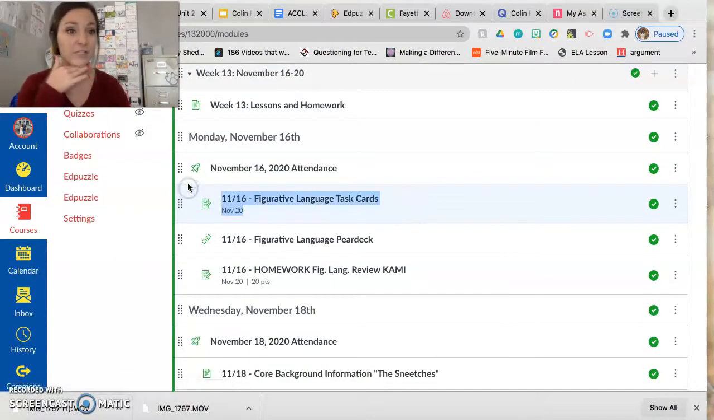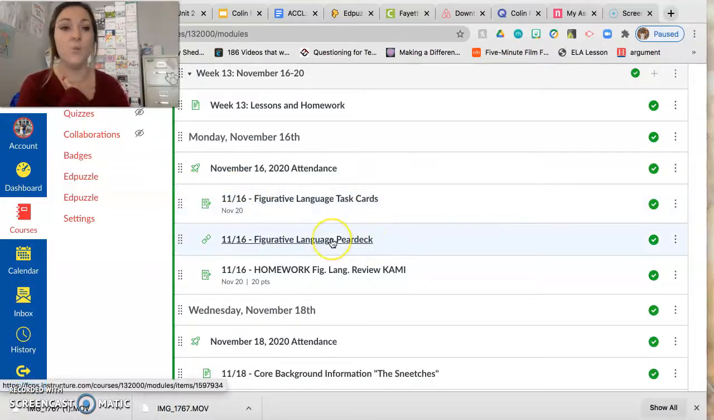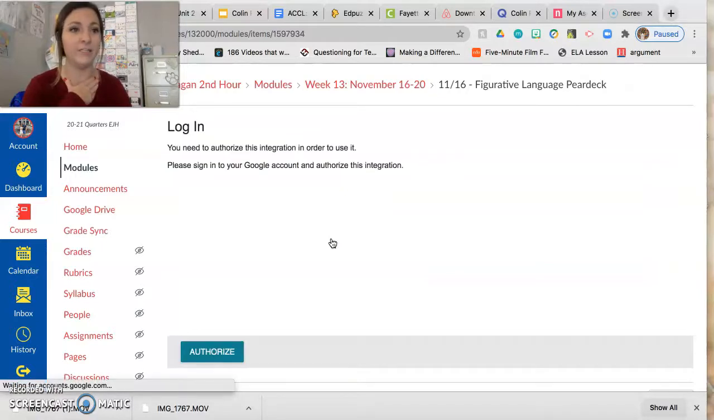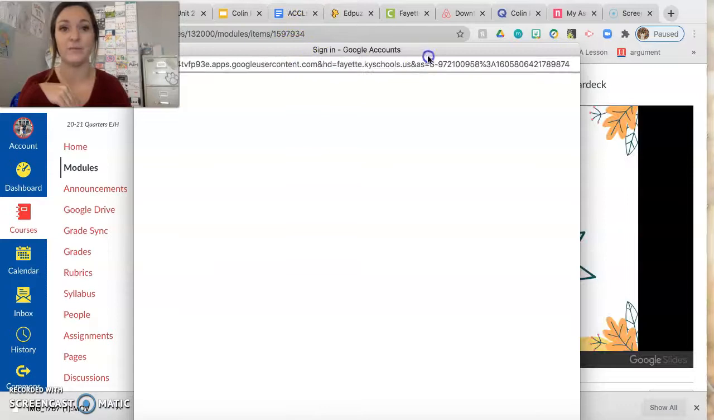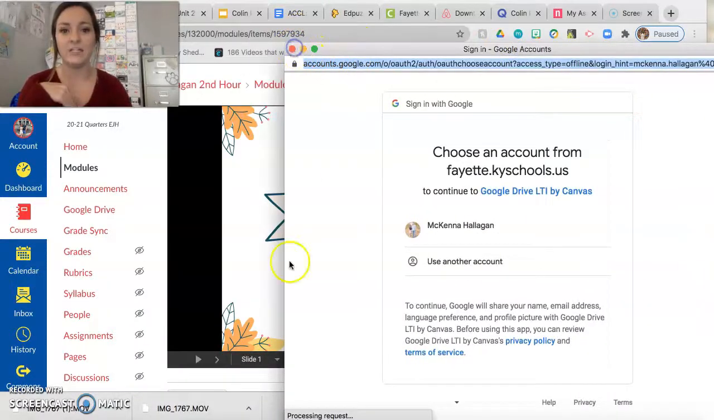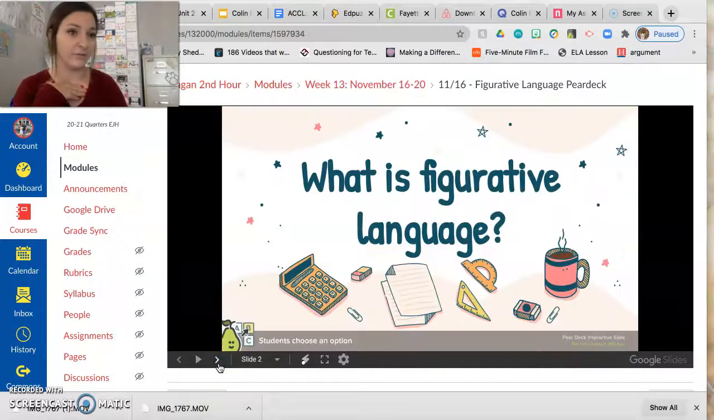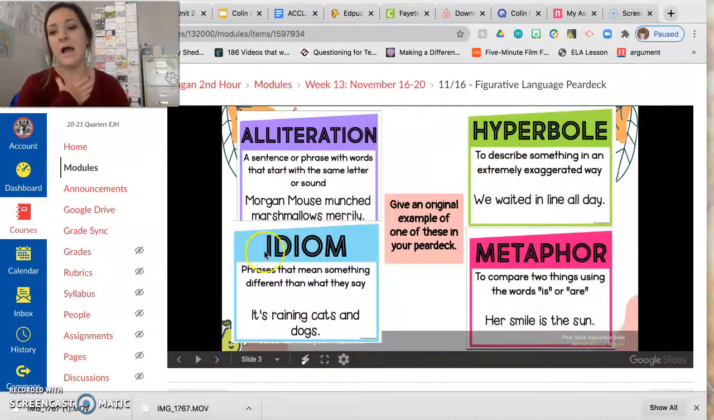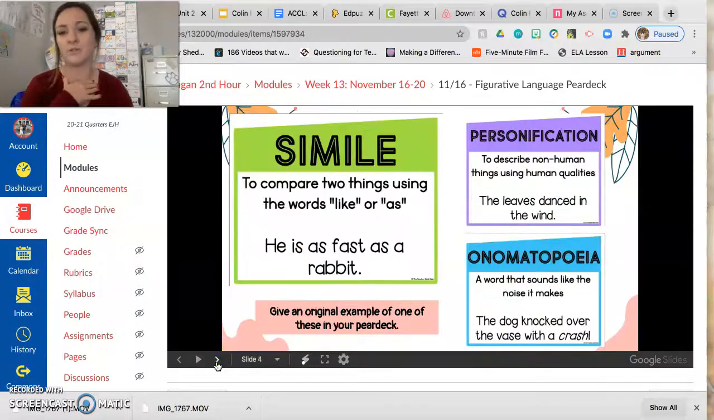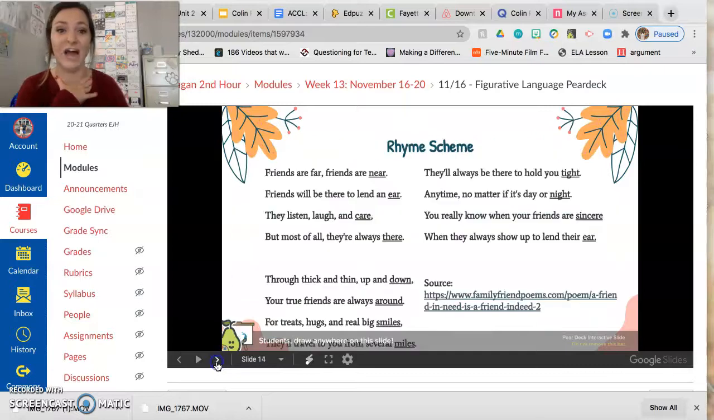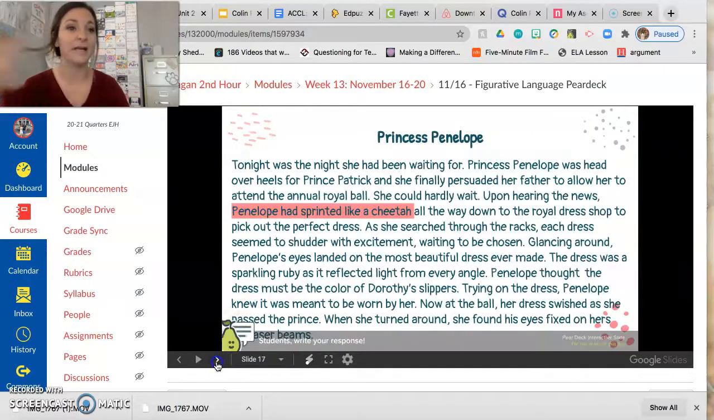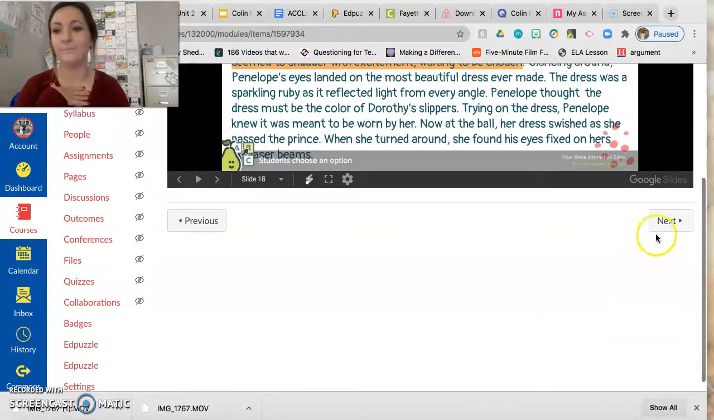These figurative language task cards, like I said, are optional. If you want to go through the Pear Deck, it has awesome information about all types of figurative language. If you would like to practice it on your own, email me and I will send you an individual link. Basically it goes through the 7 types of figurative language we focus on in 6th grade. We have alliteration, idiom, hyperbole, metaphor, simile, personification. If you go through that, it has practice for all of these that we did in class. Remember, with Pear Deck, it doesn't tell you the right answer, only I can.